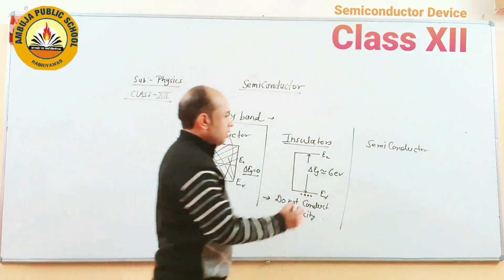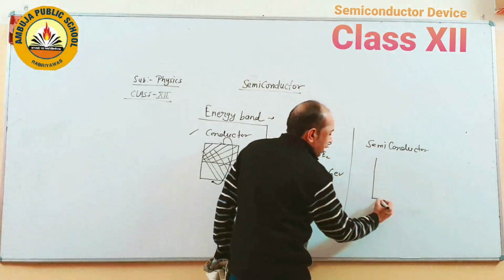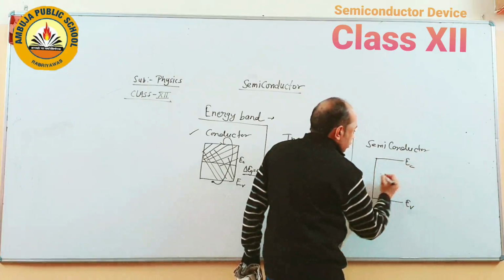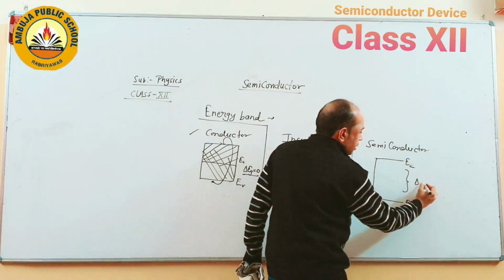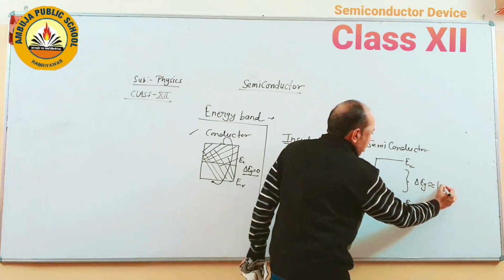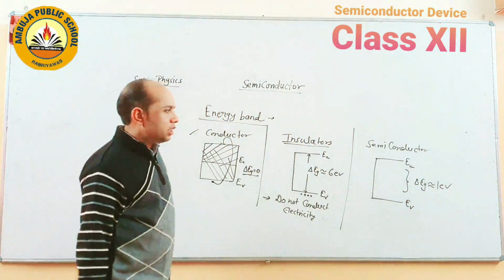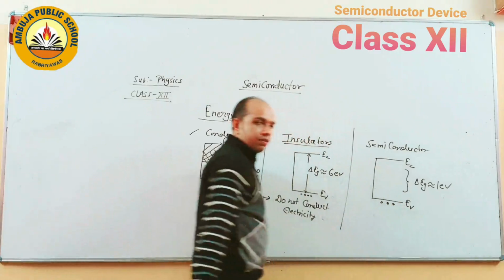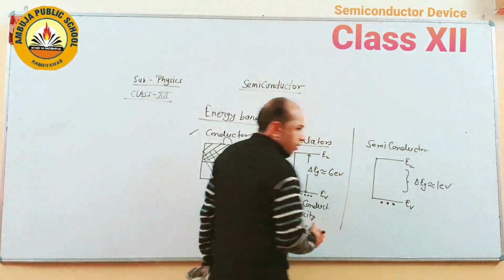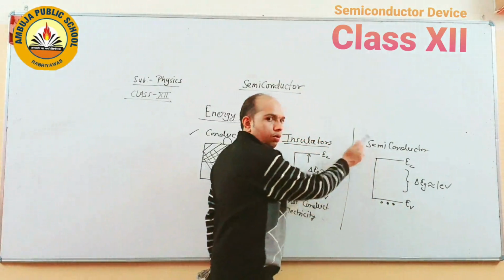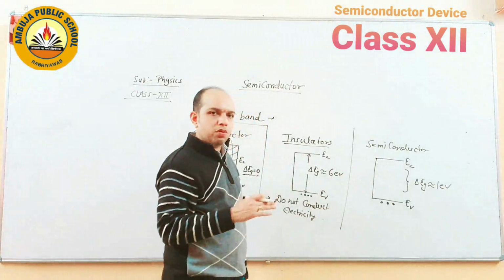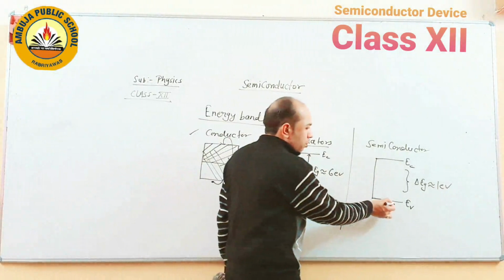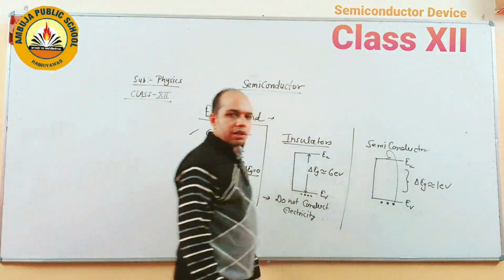If we talk about semiconductors, in a semiconductor there is a finite band gap between valence and conduction bands. The order of the band gap is 1 electron volt. Because of this small band gap, electrons present in the valence band initially do not go to the conduction band, but if some thermal energy is provided to a valence electron, after getting some energy it becomes free and moves from valence to conduction. So it conducts electricity.